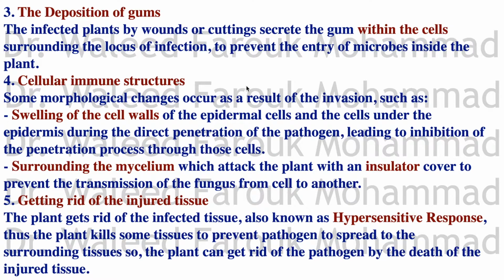ايه اللي بيحصل في السيلز يعني؟ swelling of the cell walls of the epidermal cells and the cells under the epidermis during the direct penetration of pathogen. ده برضو inhibits penetration process of the pathogen, surrounding a mycelium. mycelium يعني تجمع فطريات على النبات، تجمع فطريات فنجي على النبات.